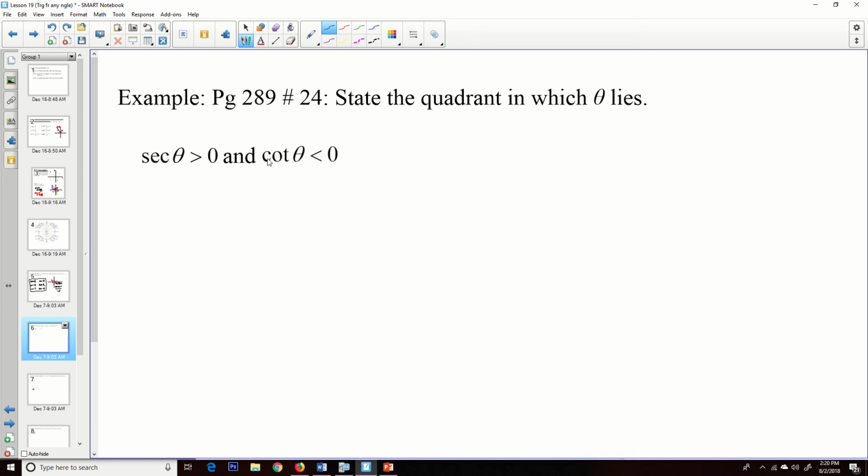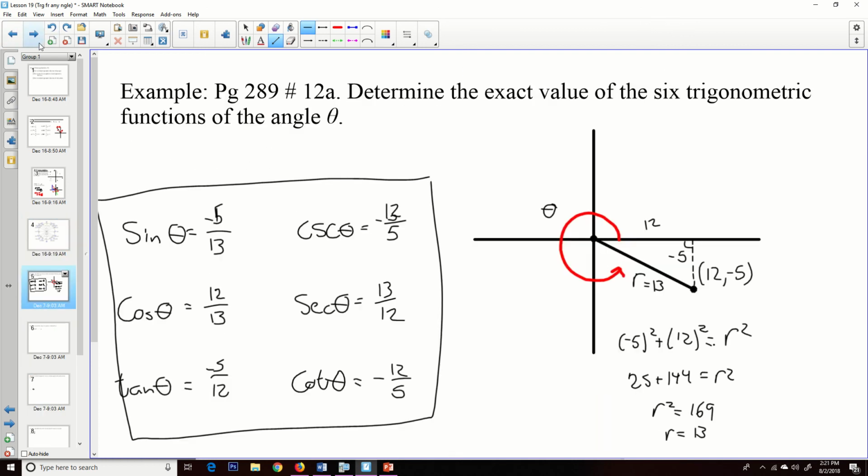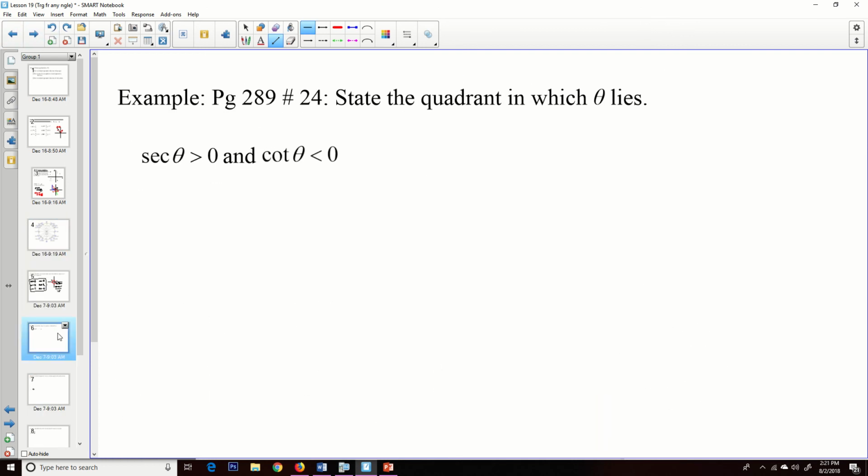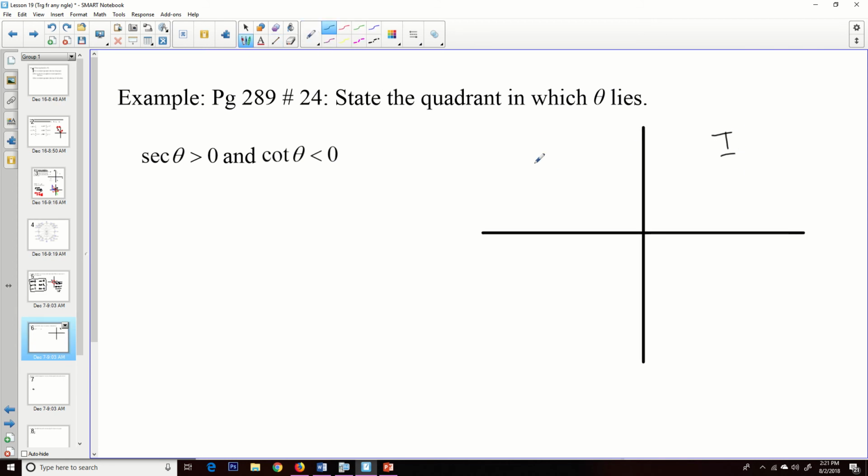Okay. State the quadrant in which theta lies if we have this expression. Okay, so let's talk about this. All right, here is my, oops, I want black. There we go. All right, so we have quadrants. We have the first quadrant, second quadrant, third quadrant, and the fourth quadrant.